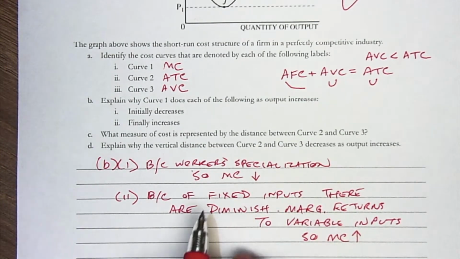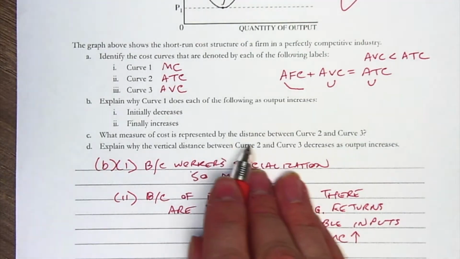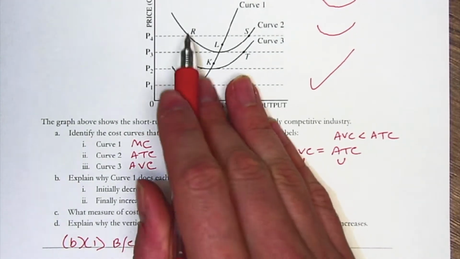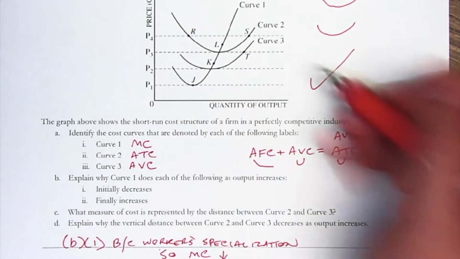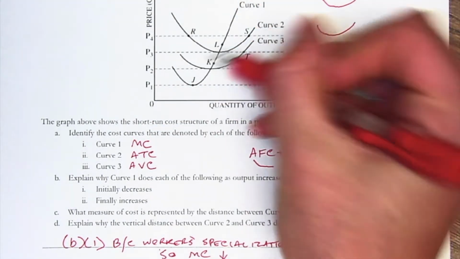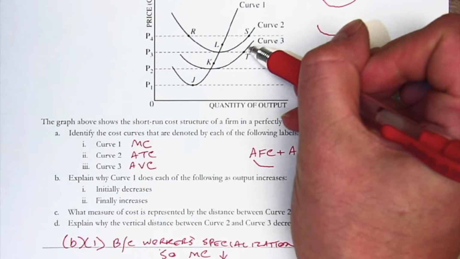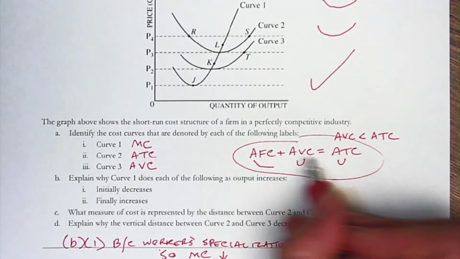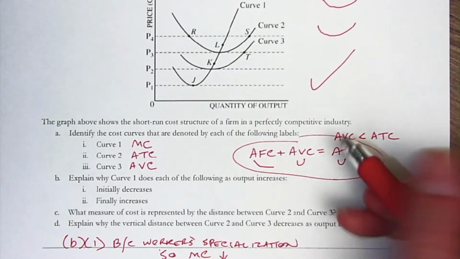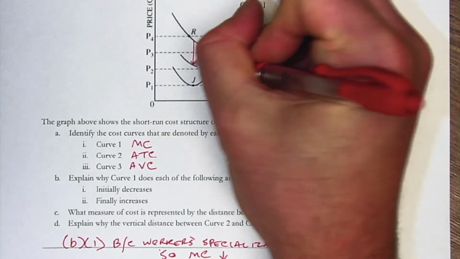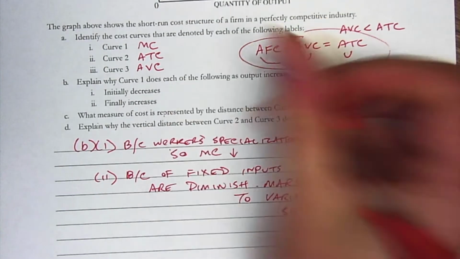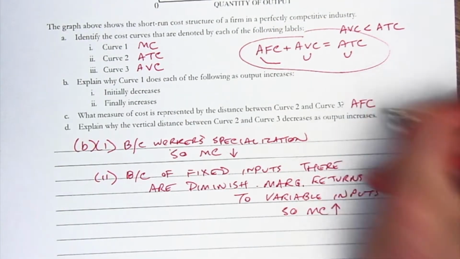Part C. What measure of cost is represented by the distance between Curves 2 and 3? Okay, let's go back up here to the top. The vertical distance between this line and this line. If you remember from that video, I talked about how this ends up being true, right? AFC plus AVC equals ATC. So the vertical distance between these two lines is actually the AFC. So this is the AFC.